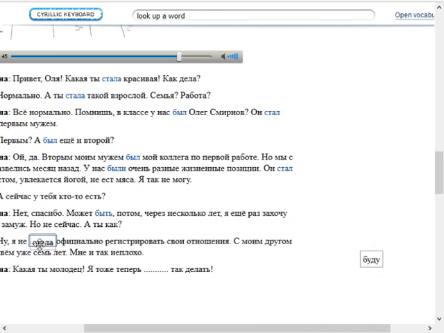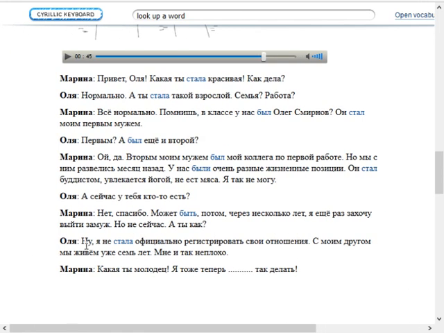Ну, я не стала официально регистрировать свои отношения. So, I did not become officially registered in our relationship. С моим другом мы живем уже 7 лет. With my friend, we already live 7 years. Мне и так неплохо. With us, that's not bad. Какая ты молодец. Oh, what a great thing you did. Молодец means basically good job, way to go. So you really did a good thing.